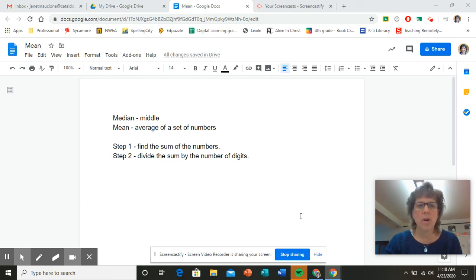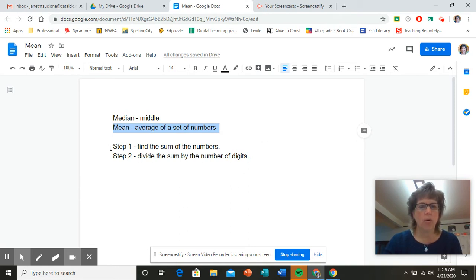Hello, fourth graders. We are back at learning mean, median, mode, and range. Yesterday, you learned median with Mrs. Myers. Remember, that is the middle number. Today, we are going to learn about mean, which is the average of a group of numbers.